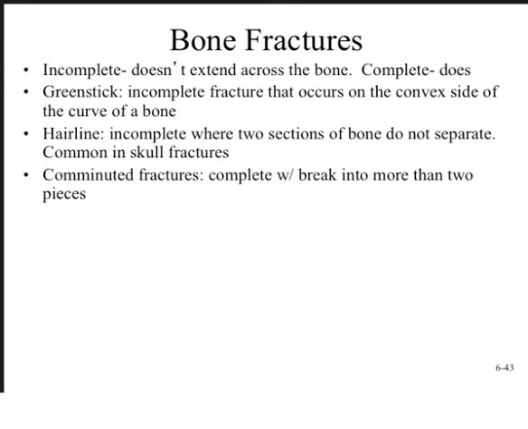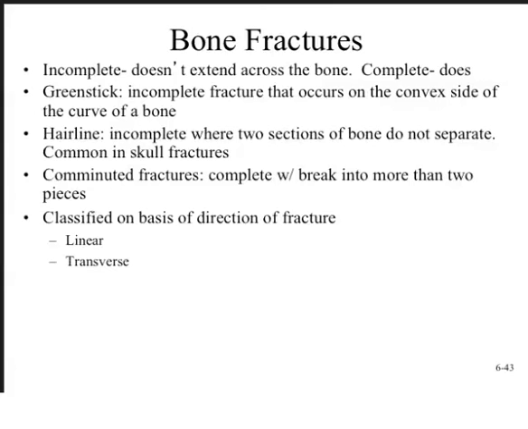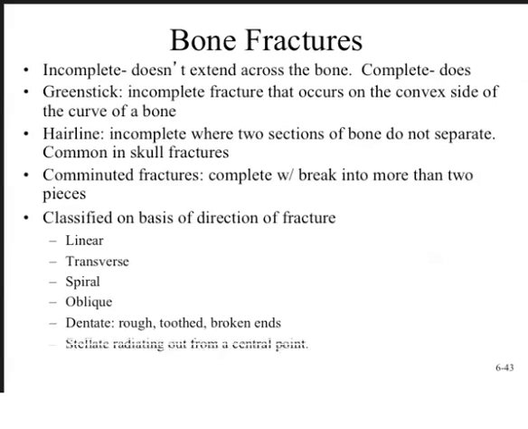Comminuted fractures are complete breaks into more than two pieces, so the ends of the bone shatter a bit. They can also classify fractures based on the direction of the fracture. They can be linear, meaning they're parallel to the long axis. They can be transverse, which means they're perpendicular to the long axis. Spiral, oblique, meaning they occur at an angle to the long axis of the bone. Dentate, meaning that they have a sort of jagged end. And then stellate, which means that they radiate out from a central point.